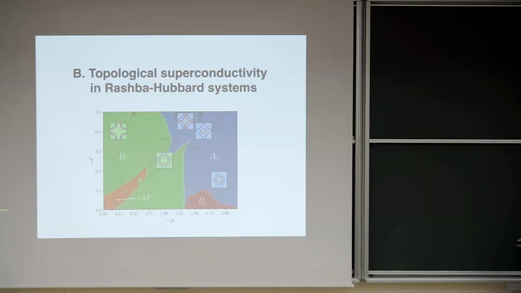Okay, so then with this, I come to the second part, where I'm now going to talk about topological superconductors. Again, I want to develop a new strategy to find new topological superconductors. And I'm going to focus here on the Rashba-Hubbard system.